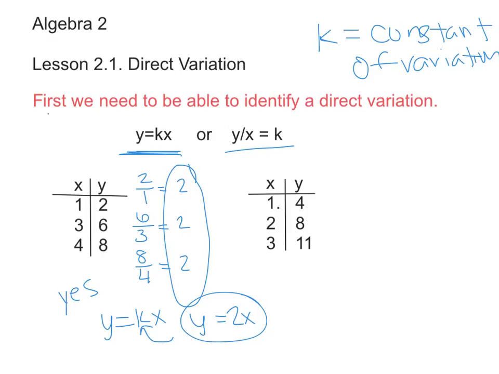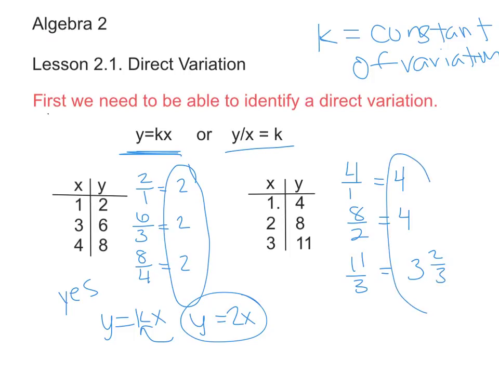Let's take a look at the second table. We're going to divide y by x, so 4 over 1 is 4. 8 divided by 2 is 4. And 11 divided by 3 is 3 2/3. And as we look at these values, notice that they're not all the same. So this second table is not a direct variation, and we just simply can't write an equation to demonstrate it.